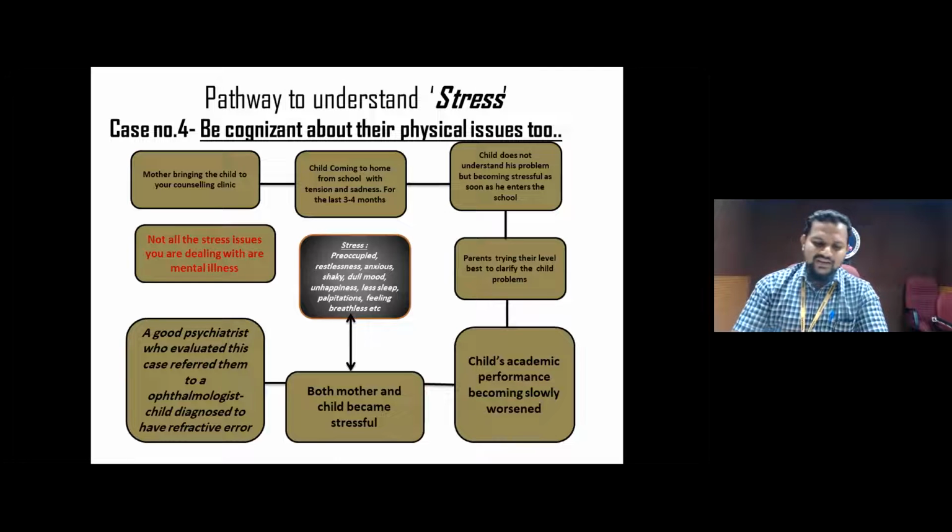Being a psychiatrist, counselor, or psychologist, you should not think only about mental causes. You have to think beyond the box and rule out other causes, since the child was significantly normal before 4 months, and the issues are significantly related to school timings. The psychiatrist took a very good call in this case. After the evaluation and management with the ophthalmologist, the eye doctor, he or she became normal. So always think out of the box in terms of ruling out causes, especially while handling a child case.